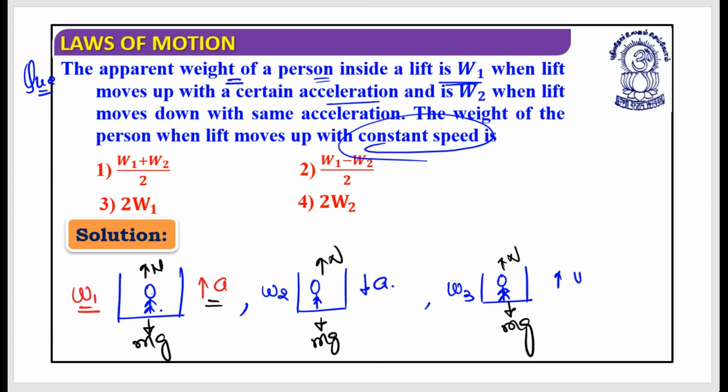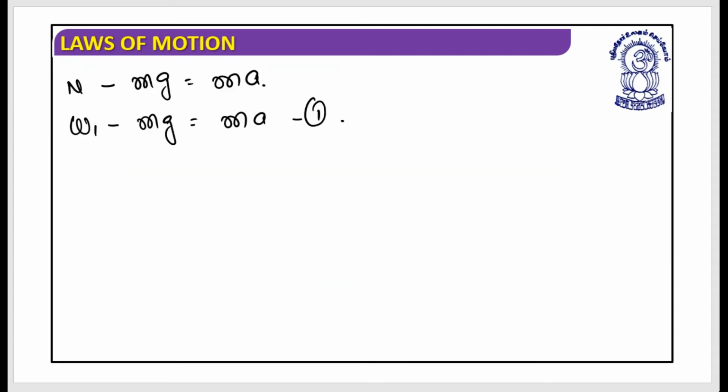For the second relation, let's have a look when it is moving in the downward direction. As it is moving in the downward direction, I can write mg minus W2 should be equal to m into a. This is relation number 2.